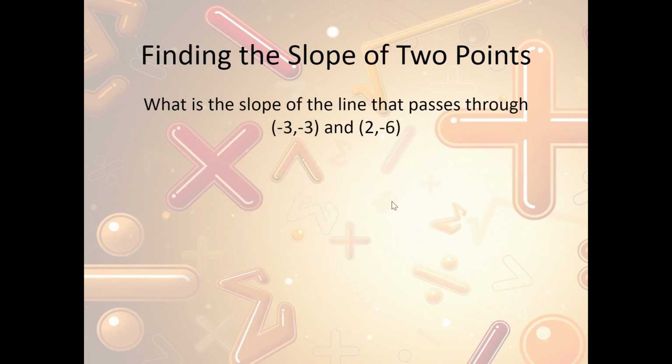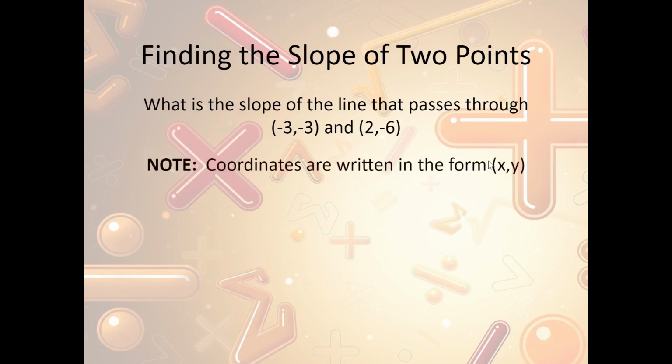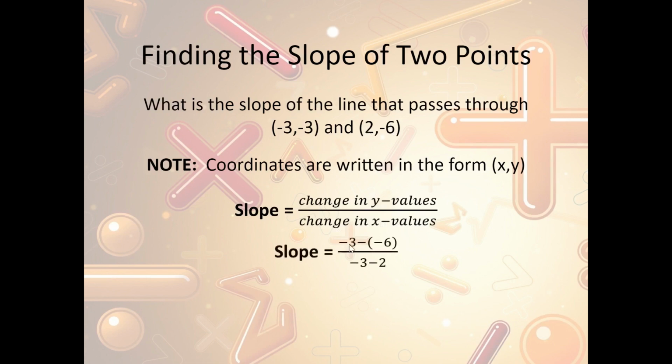Let's look at another example. What is the slope of the line that passes through (-3, -3) and (2, -6)? Again, coordinates are written as x and y. So this is my x, this is my y, this is my x, this is my y. And slope is change in y over change in x. So I'm going to calculate that by subtracting my y values first: -3 minus -6. And then I'm going to subtract my x values, which is -3 minus 2.